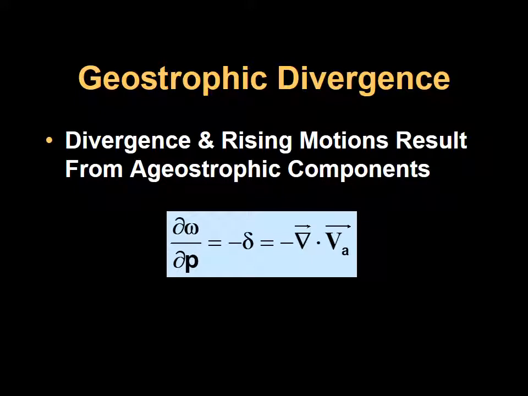So if you want to be able to calculate vertical motions, you need to figure out the ageostrophic component of the wind, because the ageostrophic component of the wind is what causes all of the convergence and all of the divergence in the atmosphere, and as a result, that produces those rising and sinking motions. Well, that's all I have for the mass continuity equation. We'll continue on with this discussion when we get to vorticity and also jet streams.